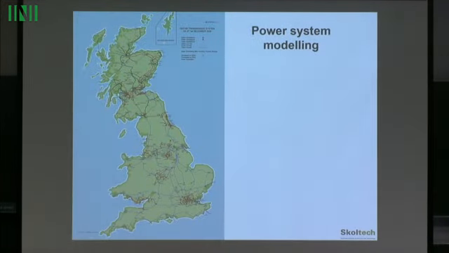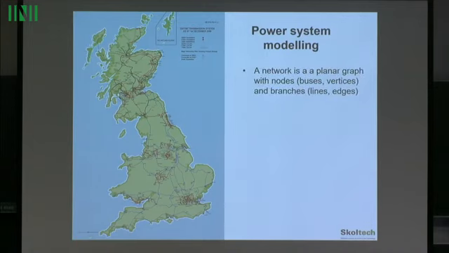So power system modeling. If you look again at the British network, at the end of the day, in graph theory terms, it's just a planar graph, just some links which connect nodes. So the nodes are buses, vertices, and branches are lines and edges. Some people ask why they are called buses. They don't look like a bus at all, but the full name is bus bar. This got abbreviated to bus.